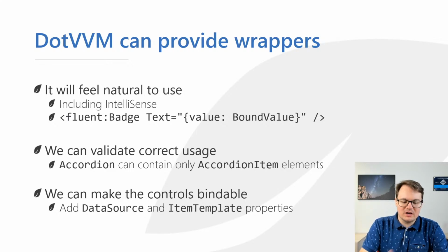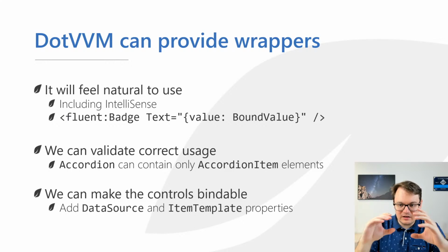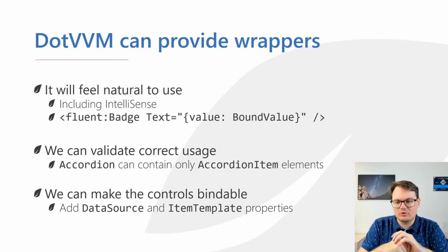Or for example, we can add the data source and item template properties. So if you want to use the accordion control, but you don't have static accordion items and you want to generate them from some collection in the view model, this will be possible thanks to the wrappers. So we are looking into creating wrappers over Fluent UI.